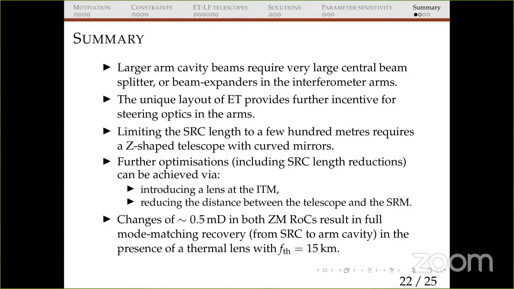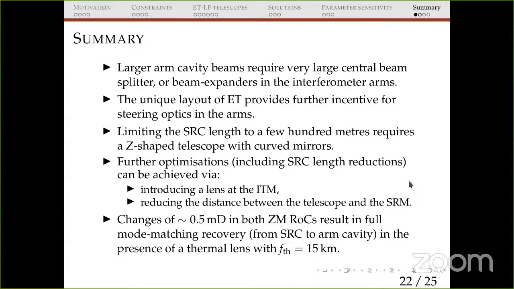To effectively limit this SRC length, you need a Z-shaped telescope, essentially with curved mirrors, and also ideally a lens at the ITM. You can also reduce the distance between the telescope and the SRM, assuming you have a collimated beam in that path, to further reduce the SRC length.